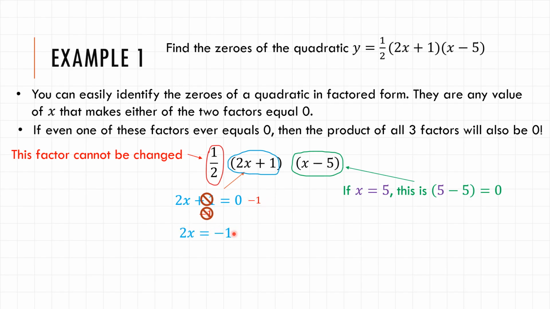0 minus 1 is -1. If I divide both sides by 2, I'll find out that if x is equal to -1/2, that should make this equal 0. And I can test it out. 2 times -1/2 is -1, and that plus 1 is 0.